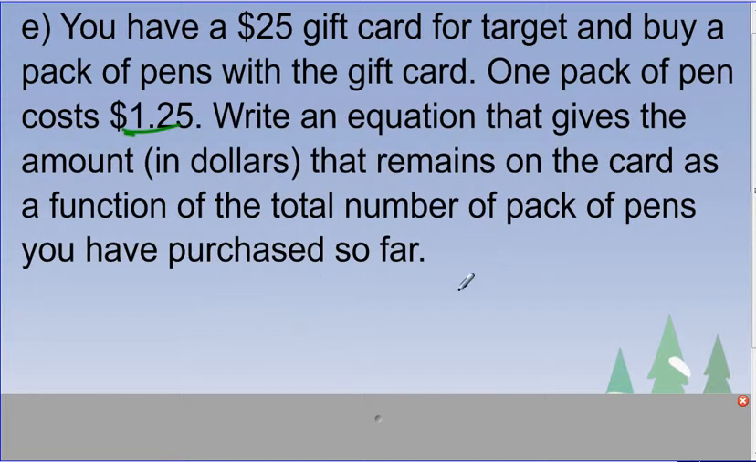So let's think about this. Every time you buy a pack of pens for $1.25, so $1.25 times the number of packs of pens you bought, x is the number of packs of pens. Every time you buy some pens, the amount on your $25 gift card goes down. So we're going to call this a negative 1.25. Makes sense? Because the amount of money you have is going down. So if you bought, for example, 3 packs of pens, your money would have gone down by $3.75.